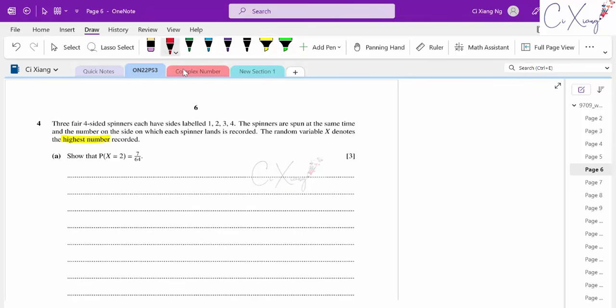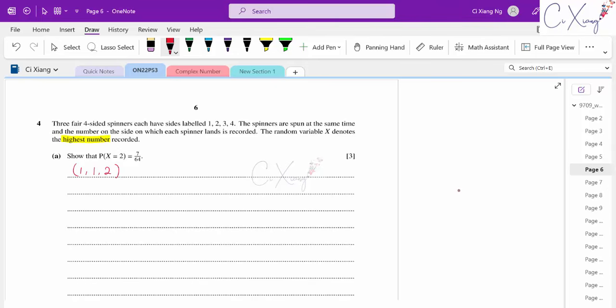Before we start calculating the probability, we can try to list out the possible cases where we get x equals 2. Since x is the highest number recorded, if I want x equals 2, either we have the case where there are 2 spinners with score 1 and 1 spinner with score 2. So the highest value is 2. For this one, I might have 1, 1, 2, I might have 1, 2, 1, I also have 2, 1, 1. All these cases have x equals 2.